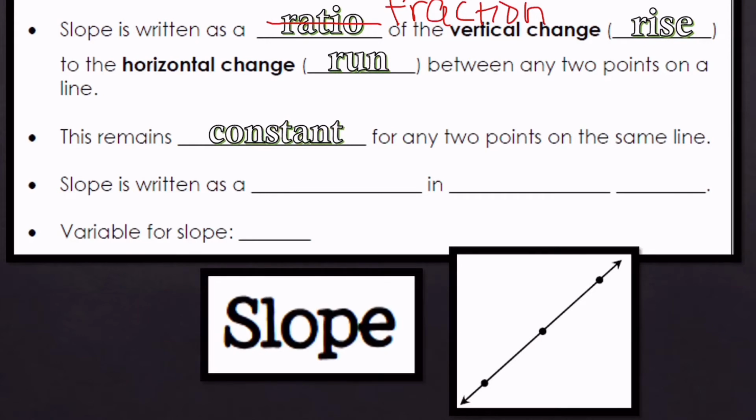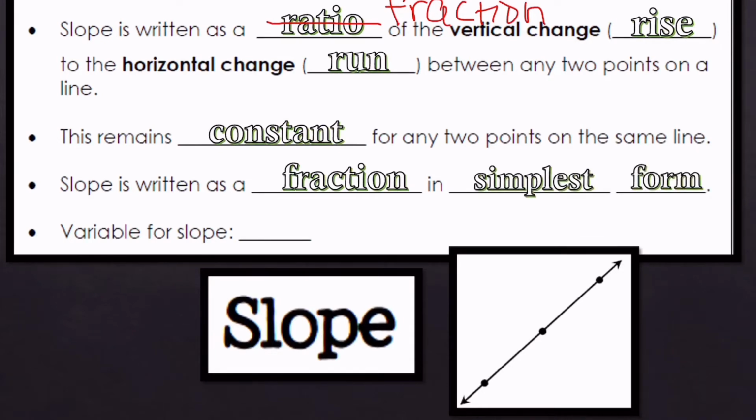So slope is written as a fraction. I can't say that so many times. See how I already had you cross it out? It's written as a fraction in simplest form, ladies and gentlemen, okay? And you're going to see that we're going to use the variable m. M represents our slope, okay? M is our slope.